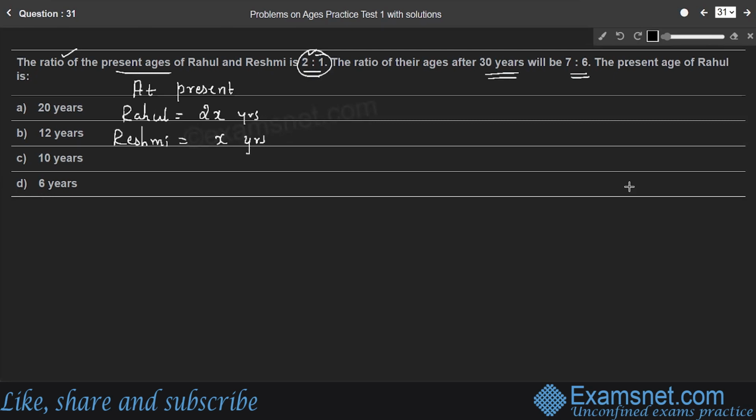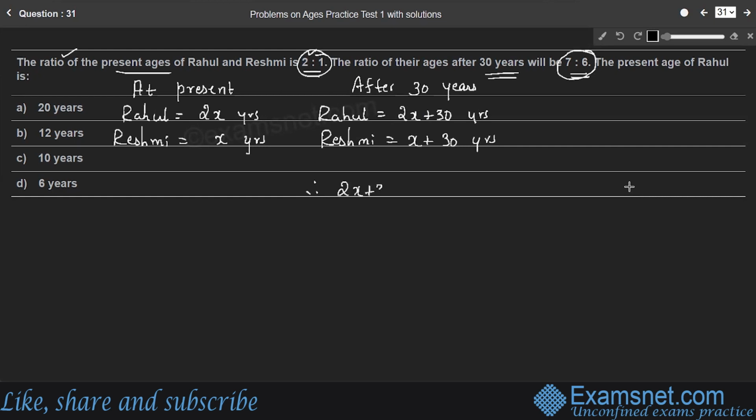So for the ratio of their ages after 30 years, we'll consider their ages after 30 years first. Later we can consider the ratios. So after 30 years, Rahul will be 2x plus 30 years old, and Rashmi will be x plus 30 years old. We'll consider the ratio of their ages, therefore 2x plus 30 divided by x plus 30.